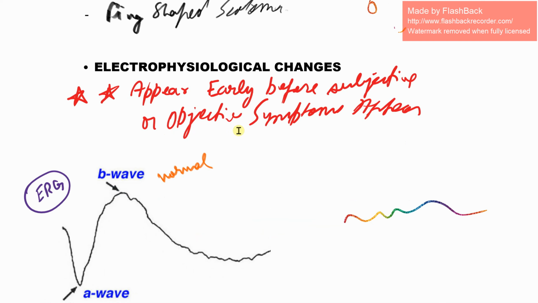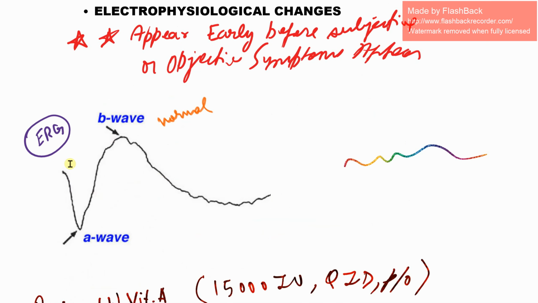What are the electrophysiological changes? The electrophysiological changes appear early before any subjective or objective symptom appear. This is the normal electroretinogram. You can appreciate the A wave and the B wave, which is normal. So in retinitis pigmentosa, the A and B waves disappear, so the electroretinogram becomes flat.